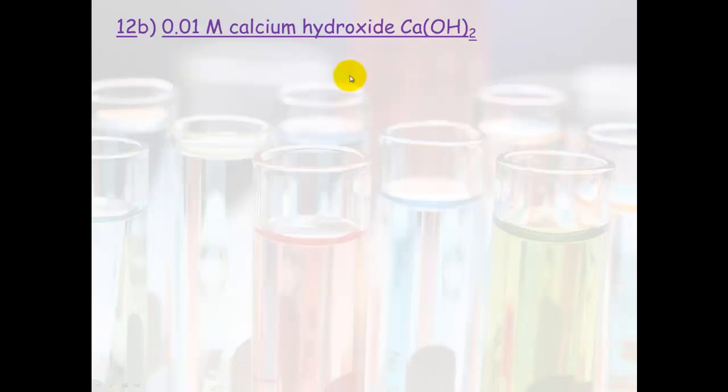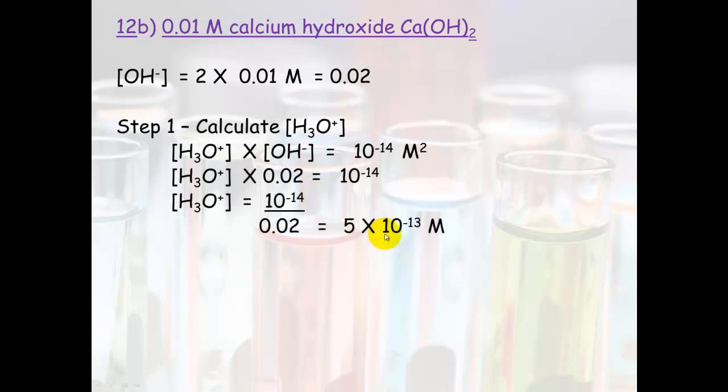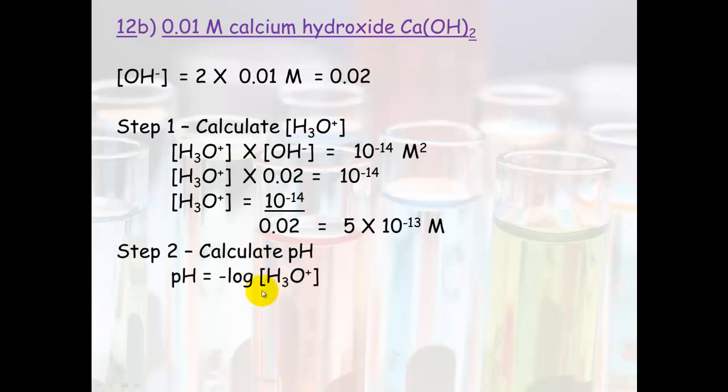And last but not least is calcium hydroxide. Now remember, for each calcium hydroxide you're creating 2 hydroxides. So we need to multiply the concentration of calcium hydroxide by 2 to get the concentration of hydroxide ions. So we'll get an answer of 0.02. Pop them into this equation to work out your hydronium concentration, which will be equal to 5 by 10 to the negative 13. Once you've done that, you can calculate your pH. Pop your concentration in here and you'll get a pH of 12.30.